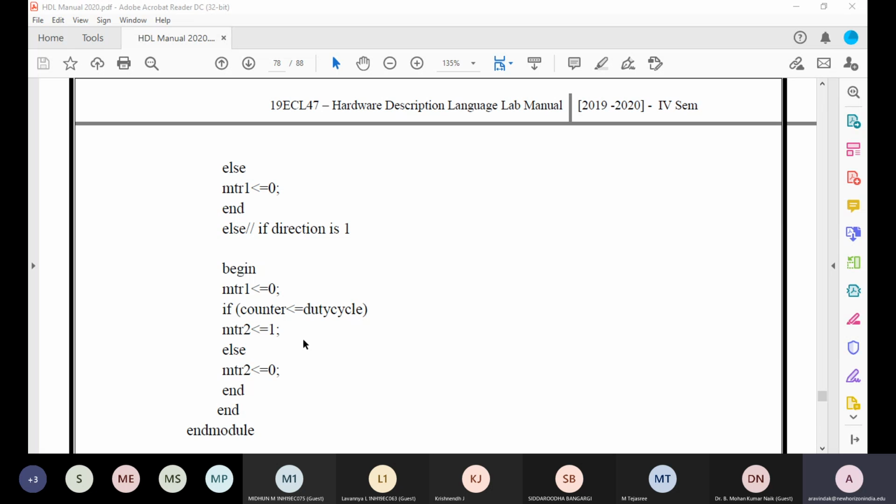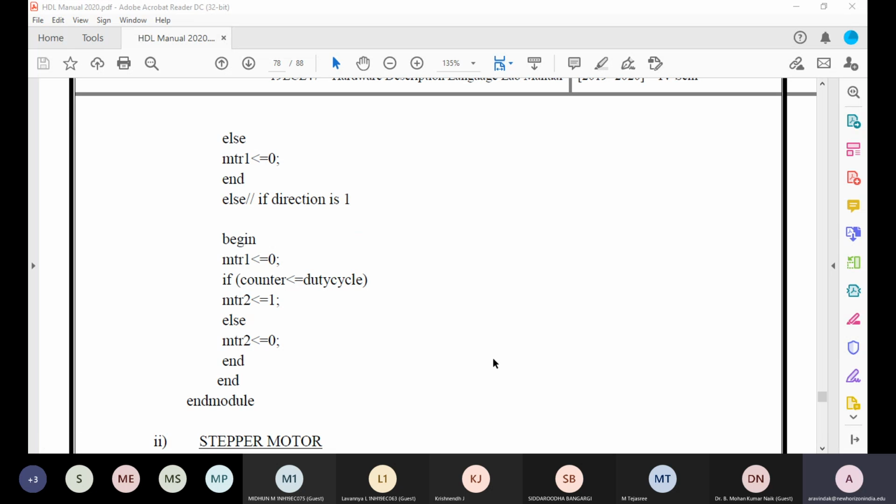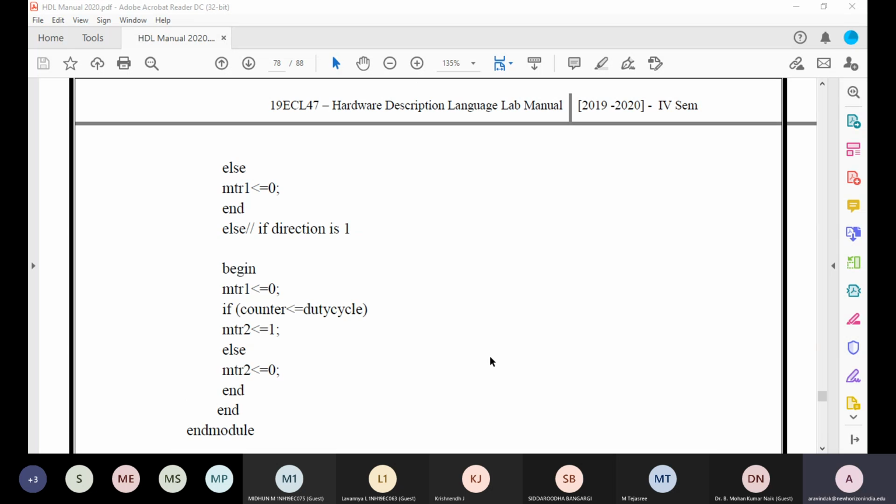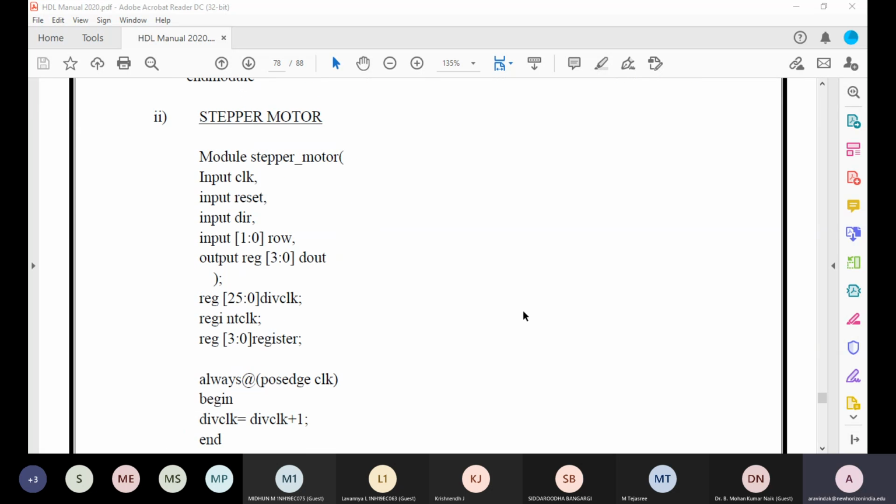You can see here. Again, if counter is less than or equal to duty cycle, it will keep running in the other direction. Else, let us say direction is not set that way, and if enable is not there, if reset is not asserted, then the motor 2 is assigned with 0, and then it is end module. So this is the way in which we are controlling the speed of the DC motor and the direction of the DC motor.